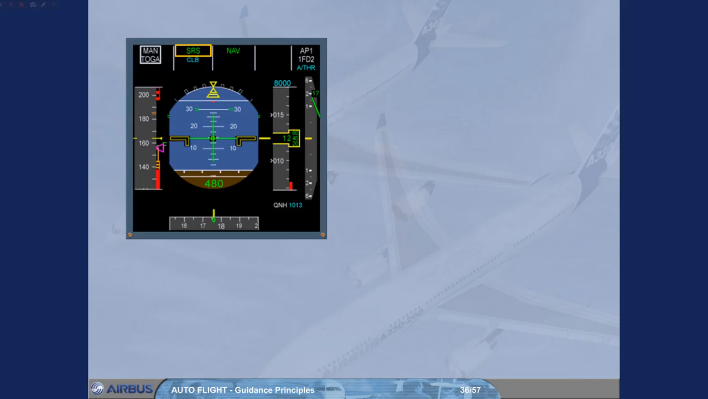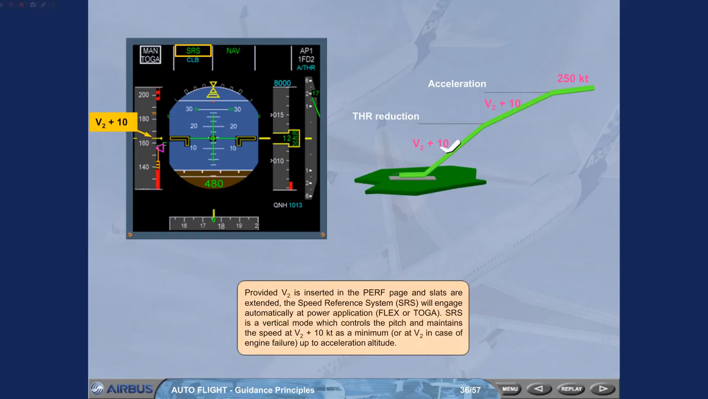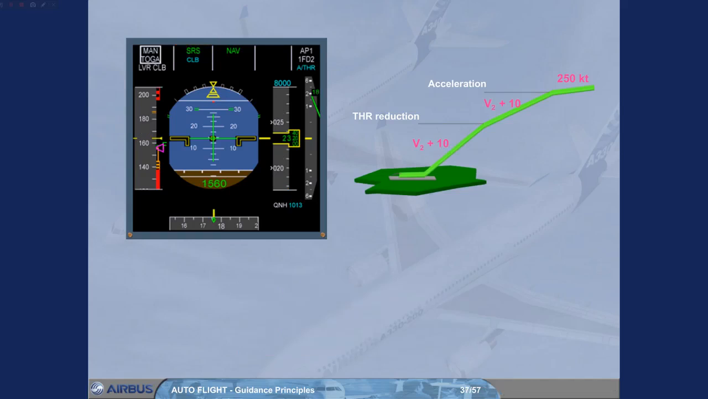SRS is a vertical mode which controls the pitch and maintains the speed at V2 plus 10 knots as a minimum, or at V2 in case of engine failure, up to acceleration altitude. Navigation engages automatically around 30 feet, provided a flight plan has been inserted with RWY and SID.